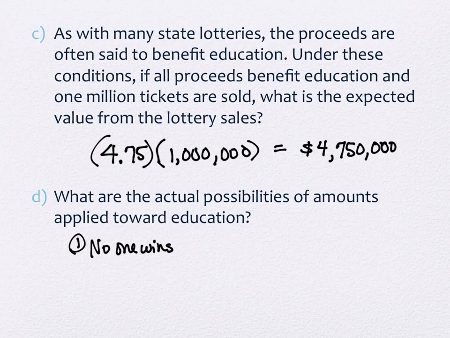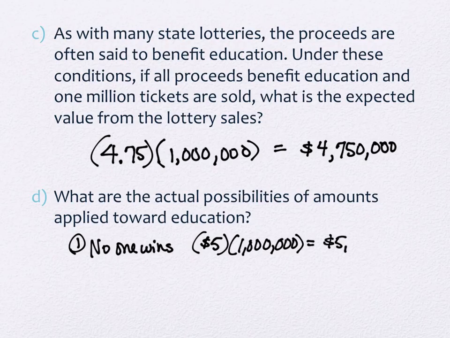So if no one wins, then what really happens is that the state keeps all $5 from the 1 million people who bought it. Nod your head if that makes sense. Nobody wins, so they keep the $5 million that was made by the sale of those tickets. So it's a $5 million bonus.